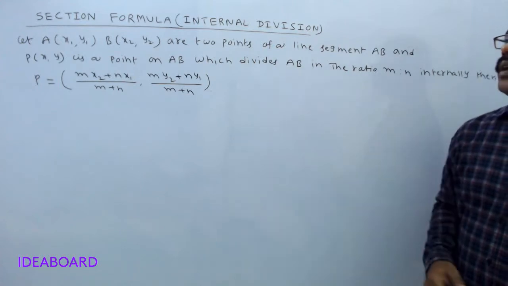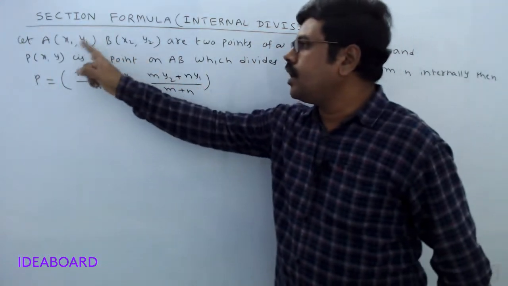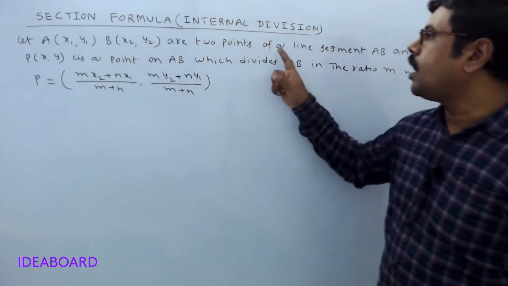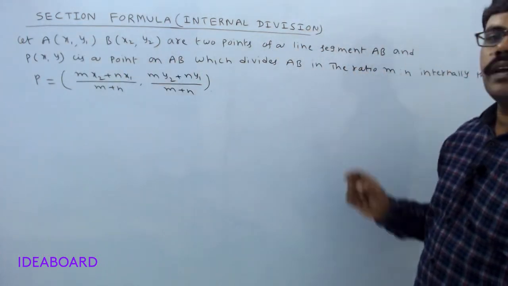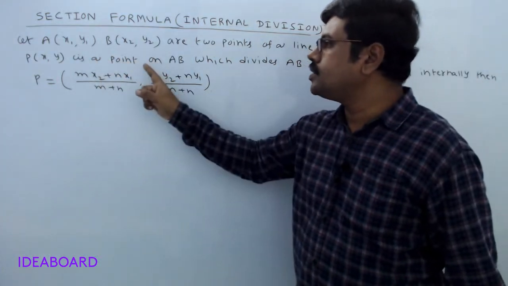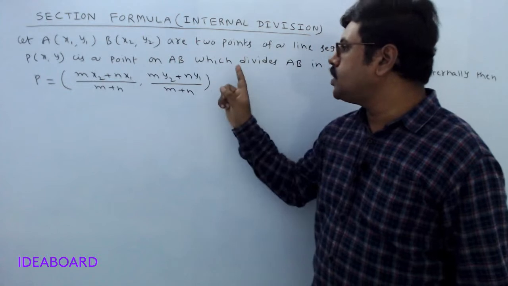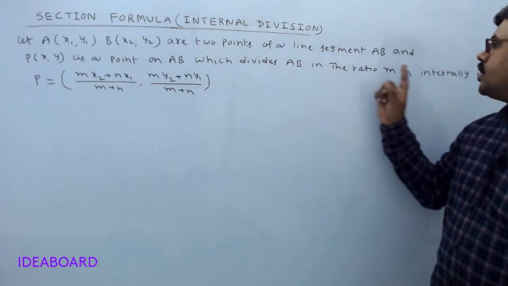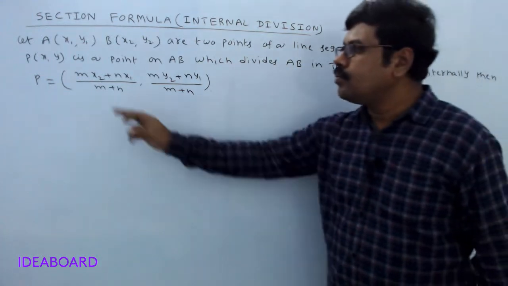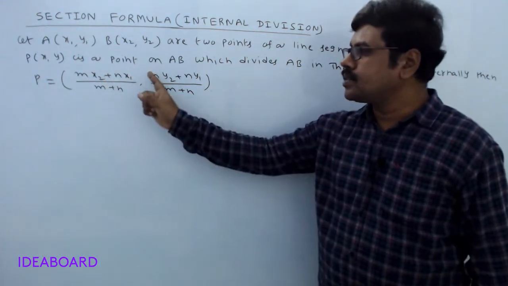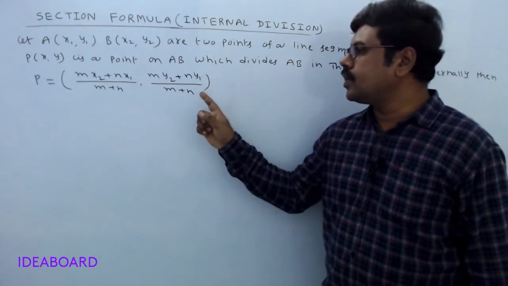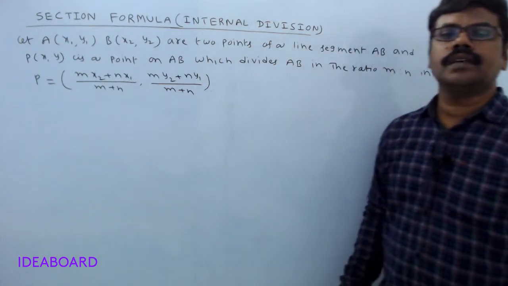Now come to the statement. Let A(x1, y1) and B(x2, y2) be two points of a line segment AB, and P(x, y) is a point on AB which divides AB in the ratio m is to n internally. Then P equals ((mx2 + nx1)/(m + n), (my2 + ny1)/(m + n)).